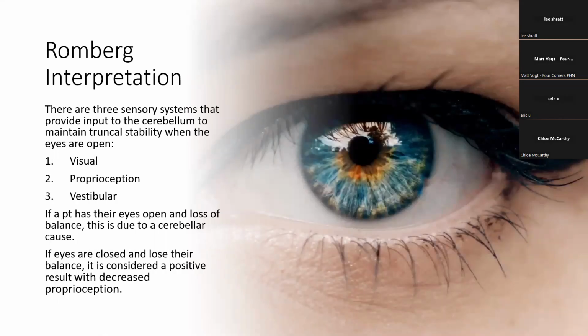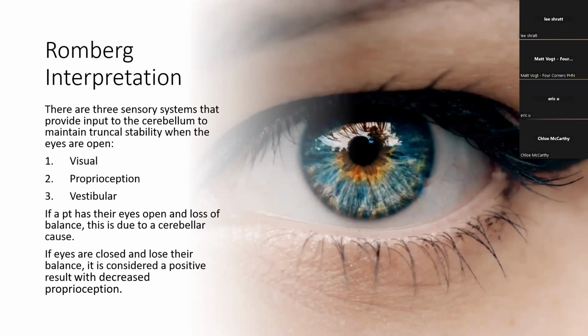So the interpretation for the Romberg test. The Romberg test brings in all 3 sensory systems. So again, vision, proprioception, vestibular. And if the patient is able to stand with their eyes open and they're balanced, then that's great.